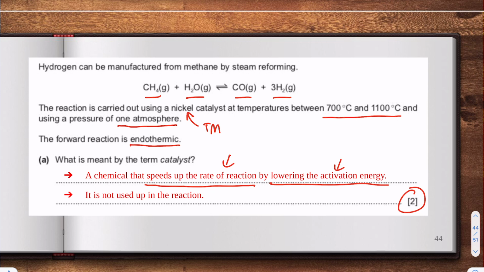And the second mark always comes for saying it's not used up. So, it's not used up in the reaction. And that's a vital thing about catalysts. It doesn't actually get involved in the chemical reaction itself.